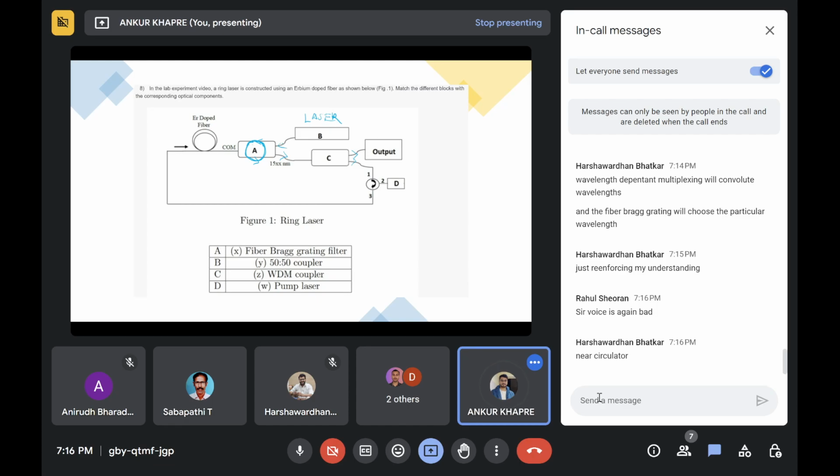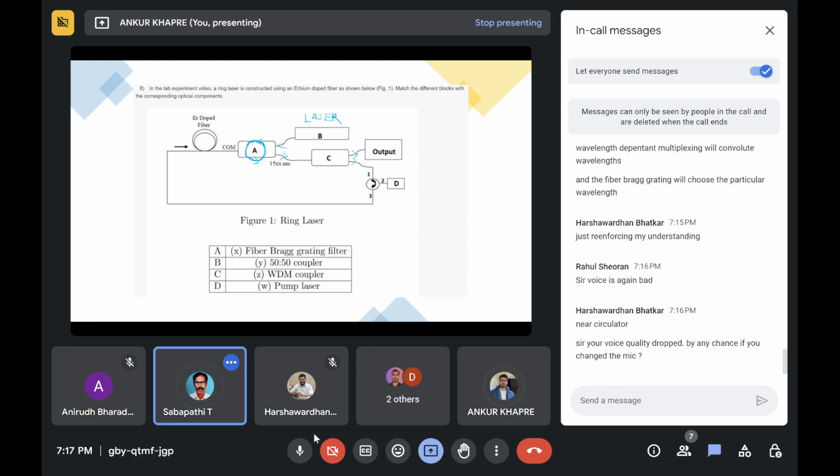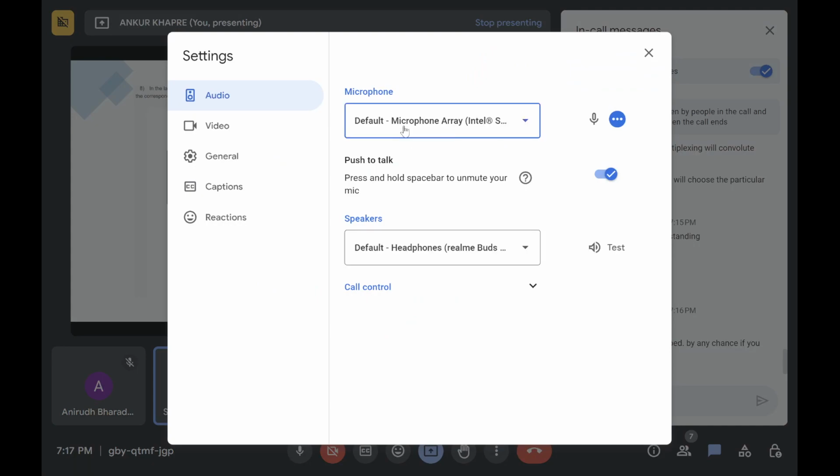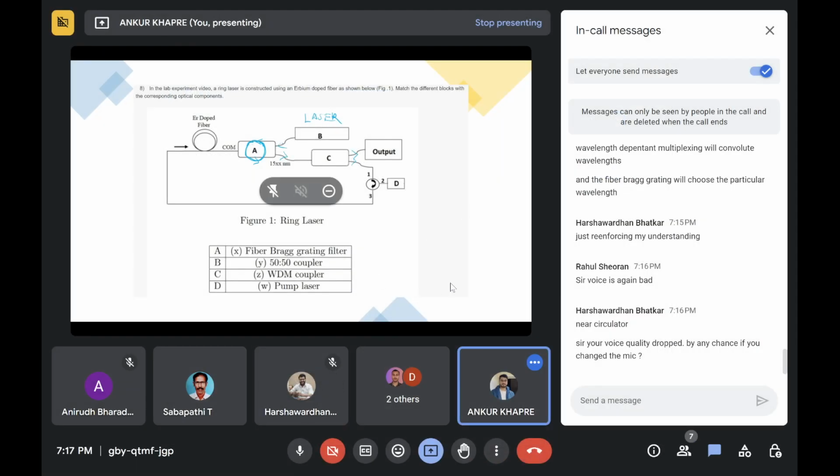Near circulator. Just a second, I'll check my voice. I think now it will be okay. Yeah, please allow me this time. Next time I will change. Maybe it is now okay, I think.